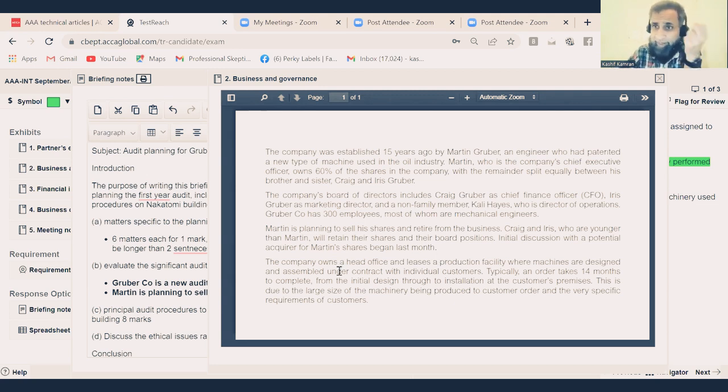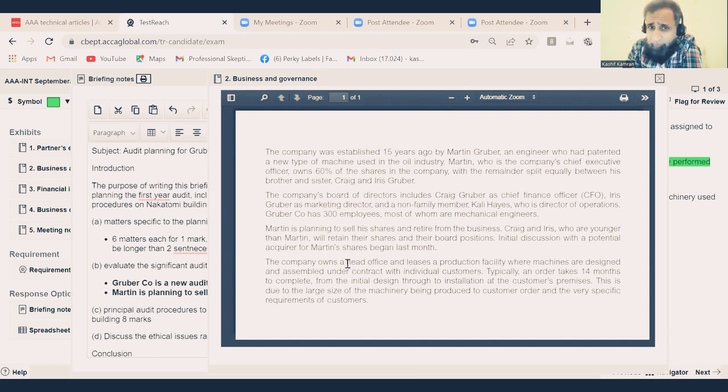The company owns a head office. Is that something routine? Is that something exceptional? Have they bought a new head office? No, they own the head office. Martin is planning to sell share. Is that something non-routine or routine? Non-routine. The company owns a head office. Routine, non-routine. What's so special? Nothing. Okay, so leave it out.